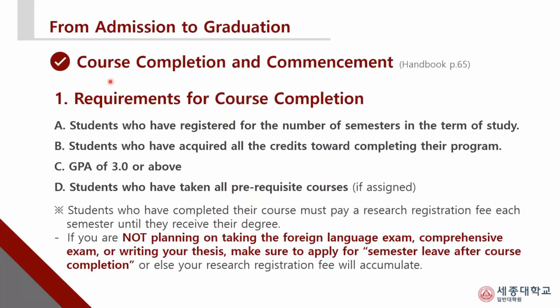Last, we will look at course completion and commencement. There are requirements for course completion, like below. Students need to have registered for the number of semesters in their term of study. As we just checked previously, this is the number of mandatory semesters you need to register for, and students need to have acquired all the credits toward completing their program. Students need a GPA of 3.0 or above, and students need to have taken all prerequisite courses if assigned. If you meet all these 4 criteria, you are eligible for course completion.